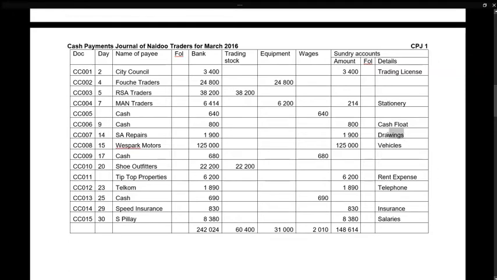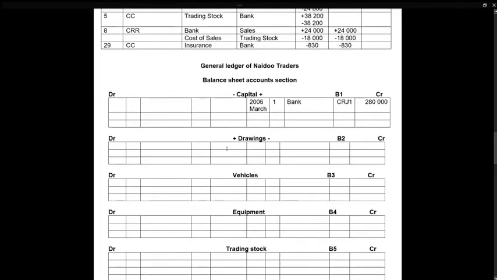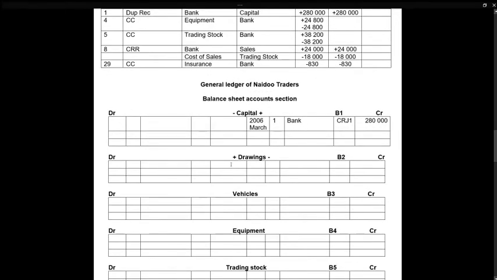Right, so yes, I found it. Drawings, 1,900 rand, and it took place on the 14th. Now drawings will have a negative influence on my owner's equity, and it will increase in my debit side. Right, so the amount of drawings was 1,900 rand. Where did I get this information from? From my CPJ1. My details will be bank.